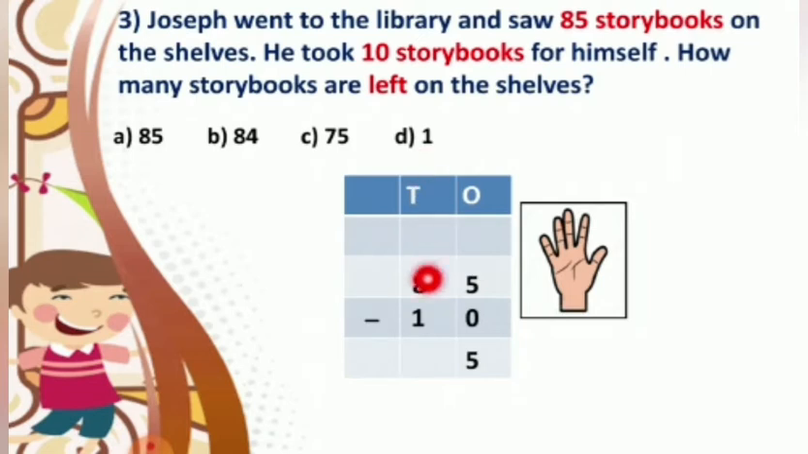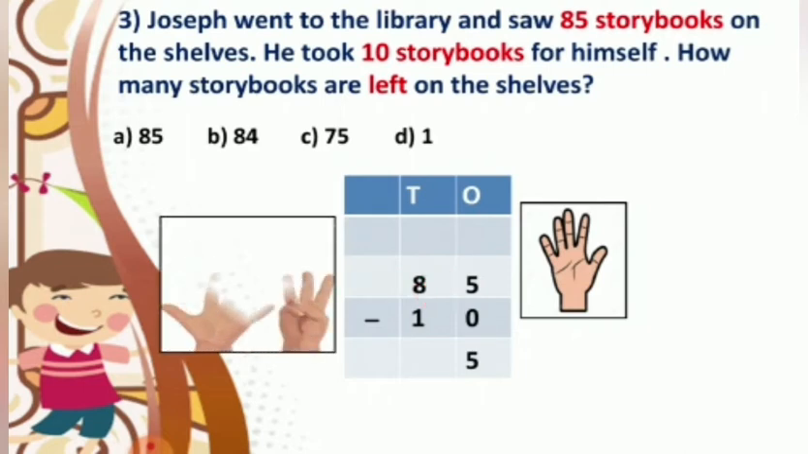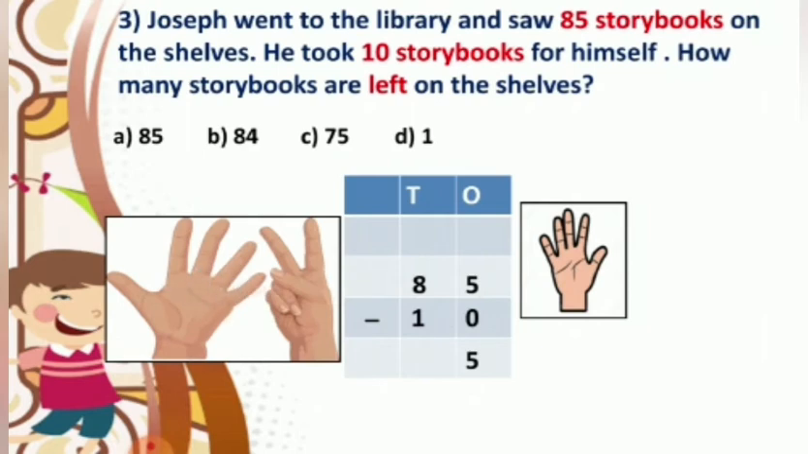Now we will move to the tens column. How many fingers you will open? 8. So open your 8 fingers. How many fingers you have to close? 1. So close your 1 finger. How many are left? Let us count. 1, 2, 3, 4, 5, 6, 7, 8 minus 1. You will get the answer 7.